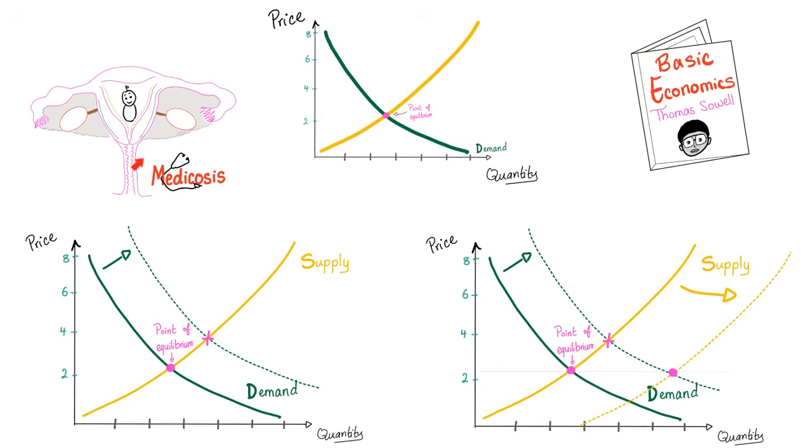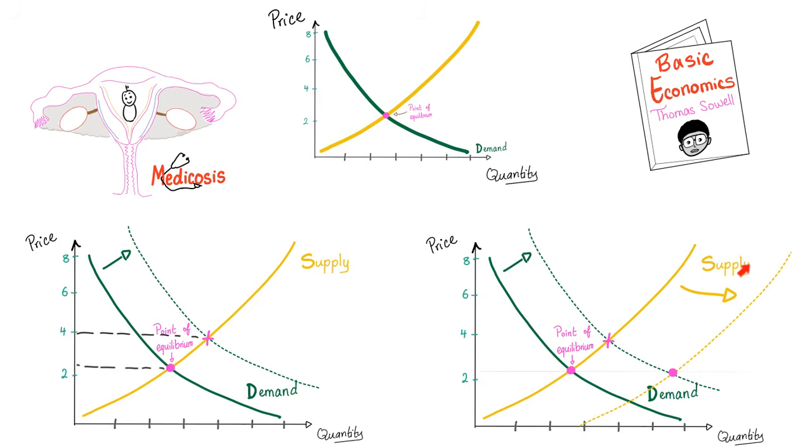Now, mommy got pregnant and we want to secrete tons of estrogen and progesterone. We have increased demand, so we have shifted the demand curve to the right. Now look at what happened to the equilibrium. We used to be here, but now we are here. This is disequilibrium, so we're going to adapt. We want to increase supply, shift to the right.